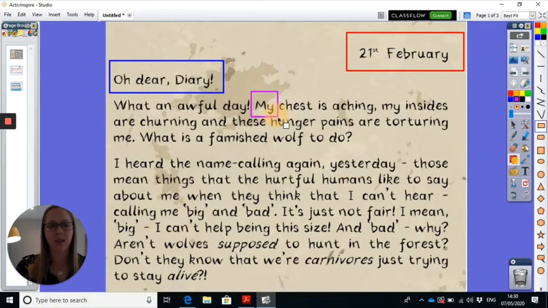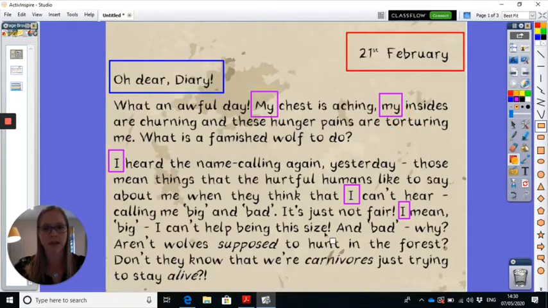So here we've got the use of the pronoun my, and he also uses the pronoun I. So what would we call that? What kind of person is he writing in? Is it first person or third person? Have a think while I highlight the rest of these I's and my's. Is it first person or third person? He's writing about himself. So this is written in the first person using first person pronouns: my, I, me. It doesn't say they. It's talking about himself. A diary is your own reflection of your own experiences.